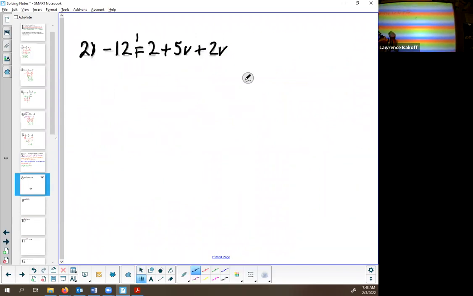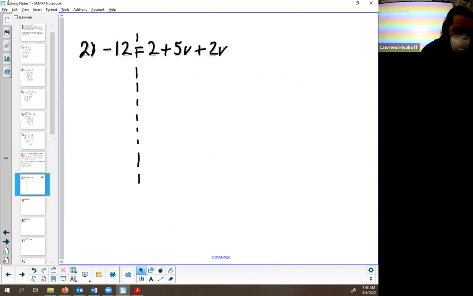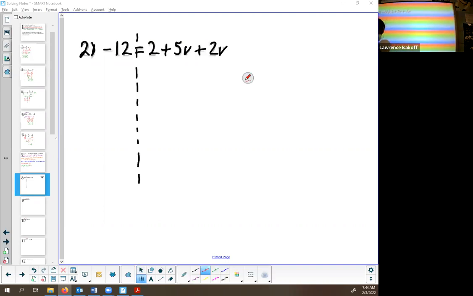Our first example says 12 is equal to 2 plus 5v plus 2v. So we're going to see what's happening here. Right away, do I have any parentheses for distribution? Are we seeing any parentheses here? No. Great. So we get to skip that step. Now I'm going to look. Do I have any like terms on the same side? Yeah, I have the 5v and the 2v. So that's where we're going to go right now.